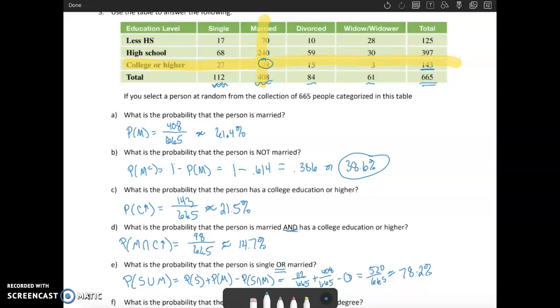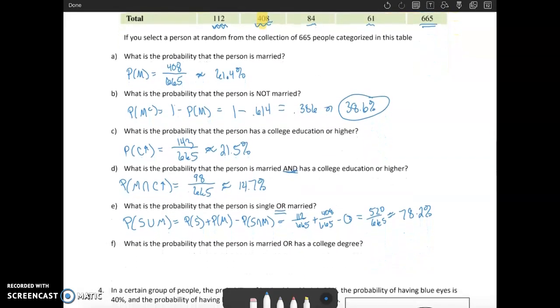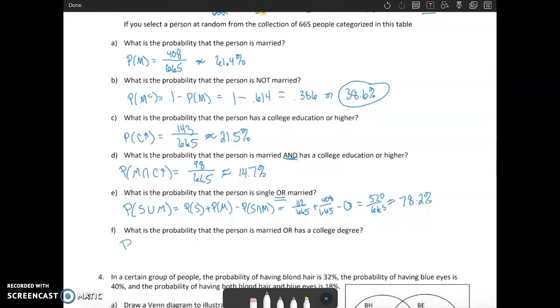Now I'm running out of room on my screen, so I'll have to bump my chart off for just a second. What is the probability that a person is married or has a college degree? Same formula, because it's an or. The probability of married or college or higher, by my formula, is the probability of married plus the probability of college or higher minus the intersection of those, married and college or higher. We've already calculated the probability of being married, but I'm just going to write that back out. That was 408 out of 665.